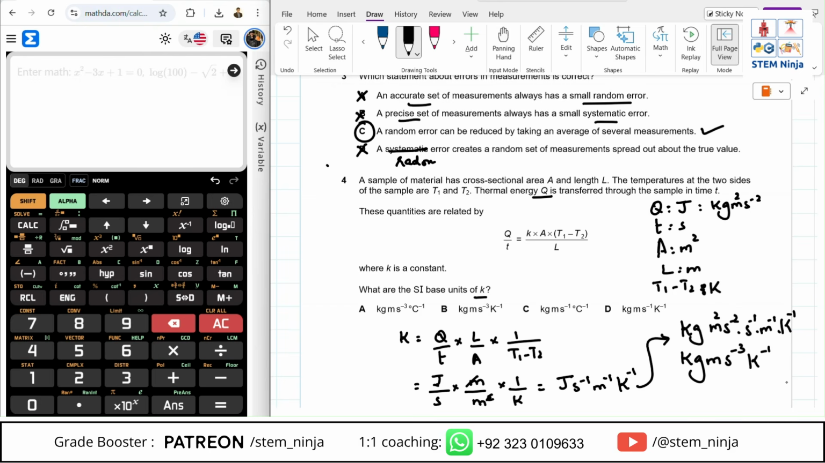So which one is this? Yeah, this one, B.